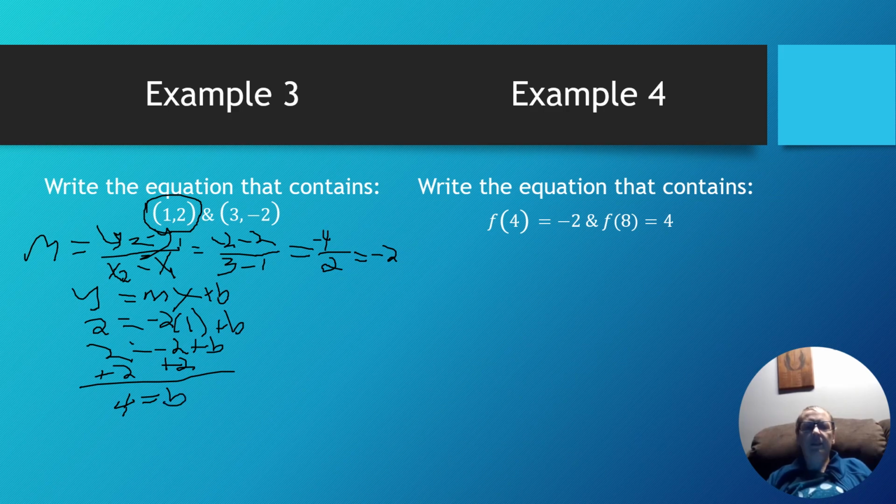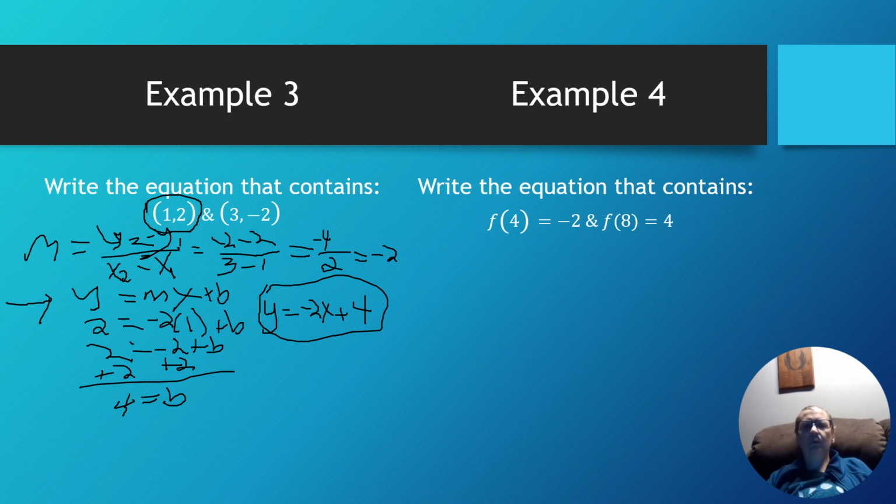The only thing with doing it this way is you have to realize you're not done when you find b. It's asking for the equation of the line, so I need to write it in that form, y equals mx plus b. So we have y equals m, which is negative 2, x plus 4, which is my b. And that's my final answer.